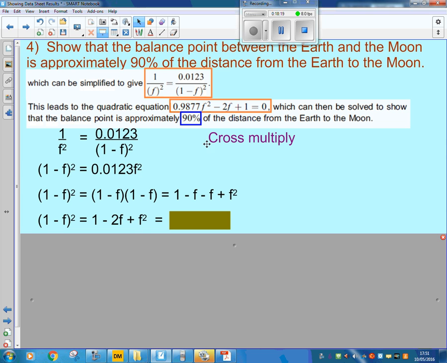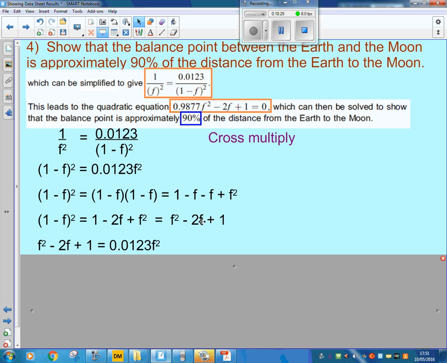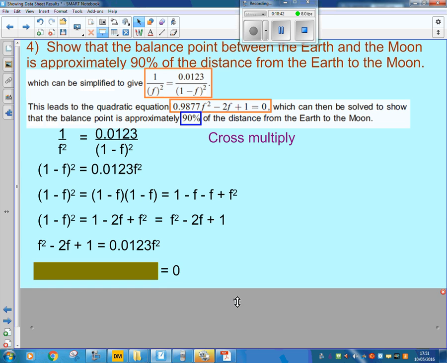And then I want to get the f squared bits first, so I'm just rearranging it and writing instead f squared minus 2f plus 1. Now that is the same as 1 minus f all squared. So I can put that as equal to 0.0123 f squared. I've just replaced that part there by that to get this equation here.